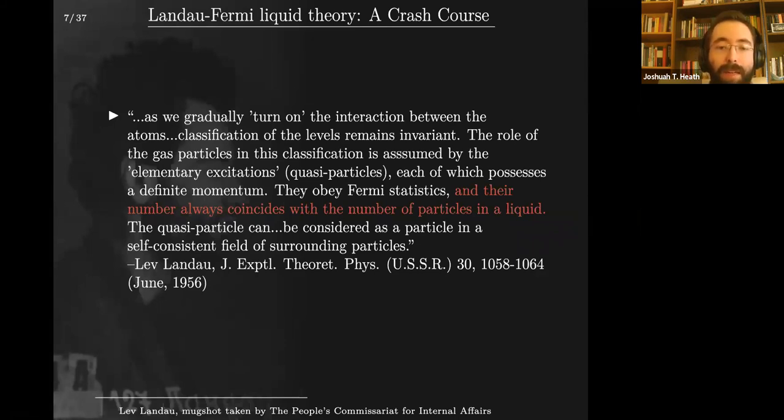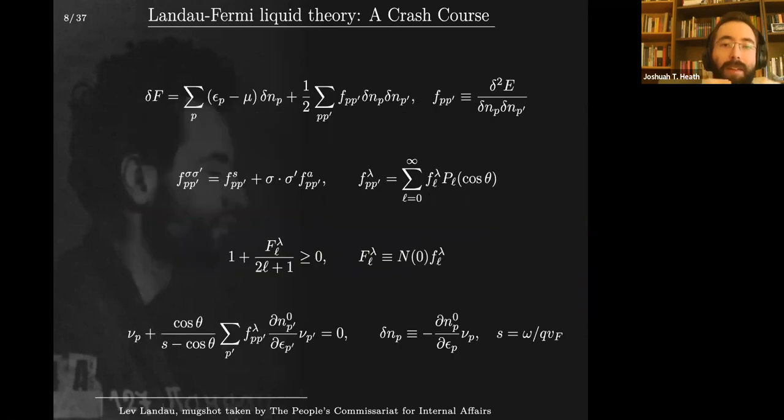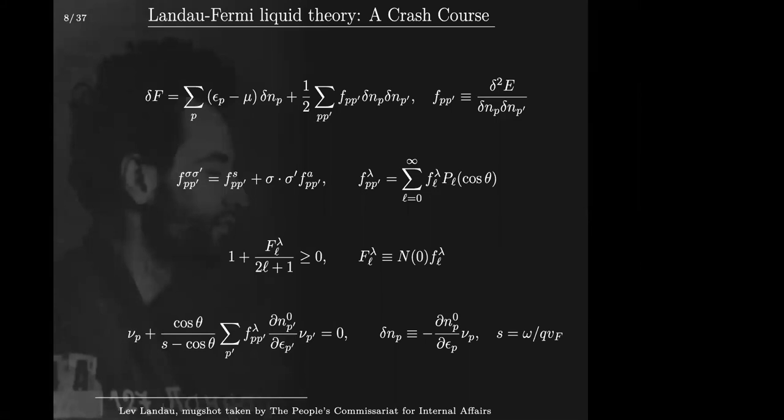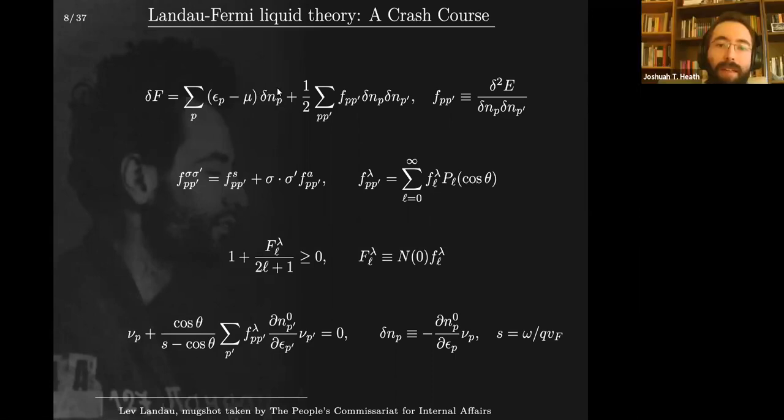Now, the Fermi liquid literature is very rich and complex, but I want to emphasize just a few basic ideas first before we go into the rest of this talk. There's a phenomenological approach to Fermi liquid theory and a microscopic approach. The phenomenological approach is basically that we take the interacting free energy and expand it in terms of the change of the distribution from equilibrium. This is denoted by delta n.